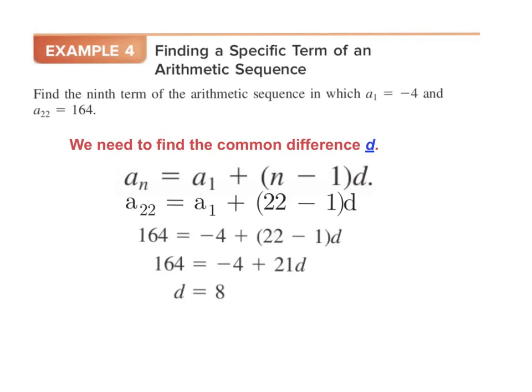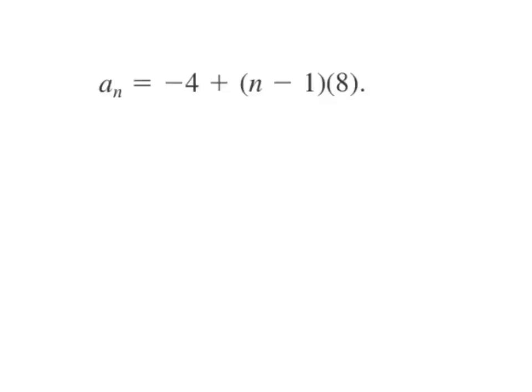Basically, all we're going to do is plug in a sub 1, which is negative 4, and since I'm looking for a sub 9, I'm going to plug 9 in for n there. So here's what that looks like. So again, here's where I'm starting. Here's what I know so far. There's the first term. There's my common difference.